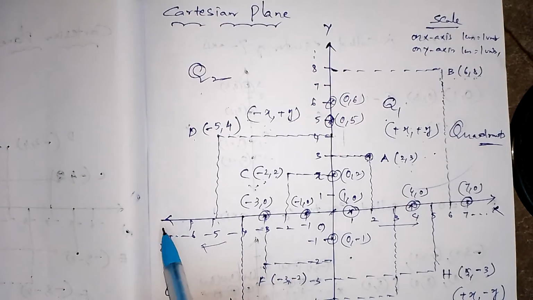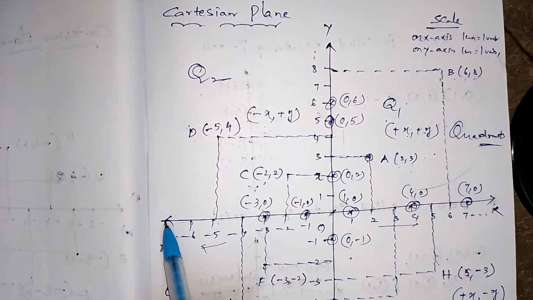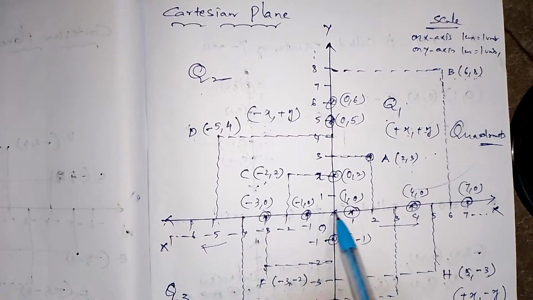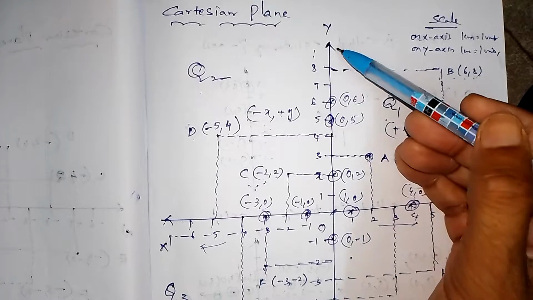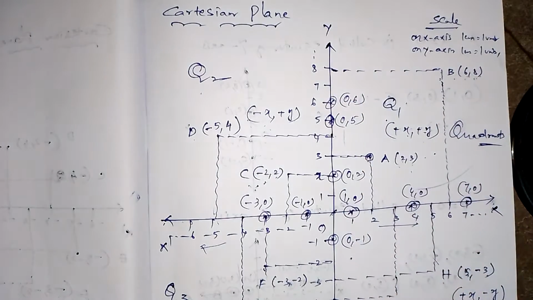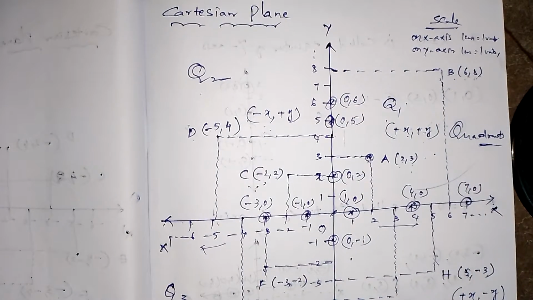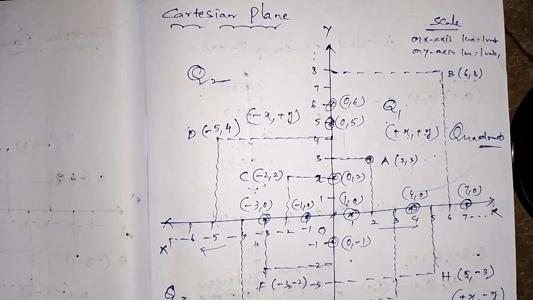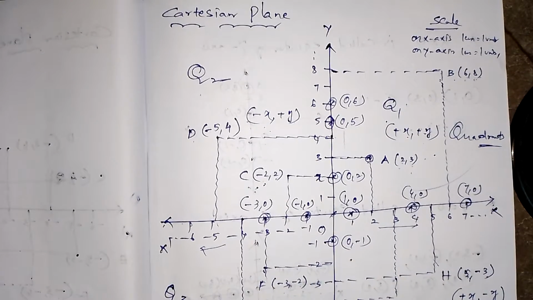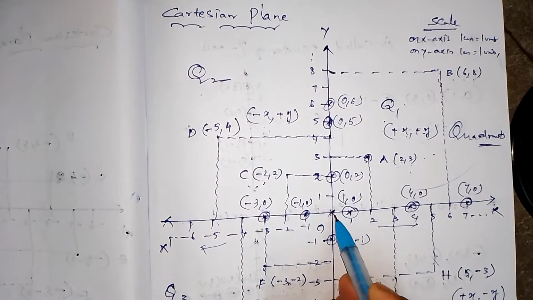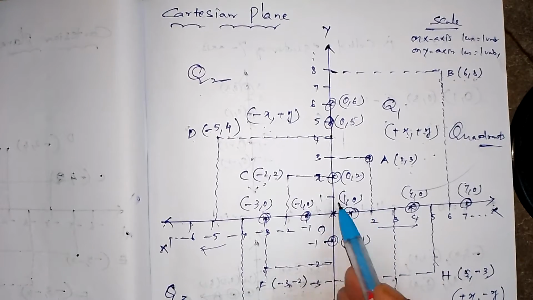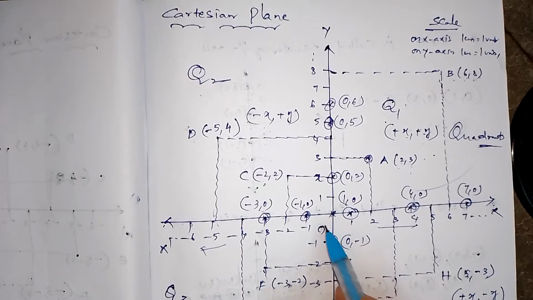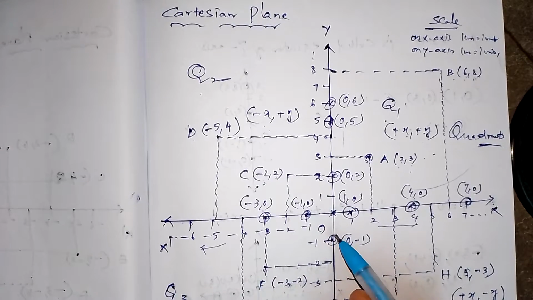When I draw two perpendicular lines, the line drawn horizontally in a plane is the x-axis, and the vertical line is the y-axis. Both are mutually perpendicular to each other, and where the x-axis and y-axis intersect is called the origin.